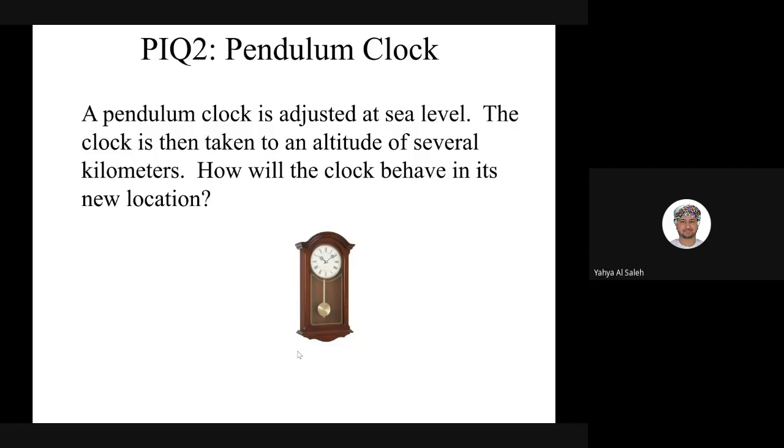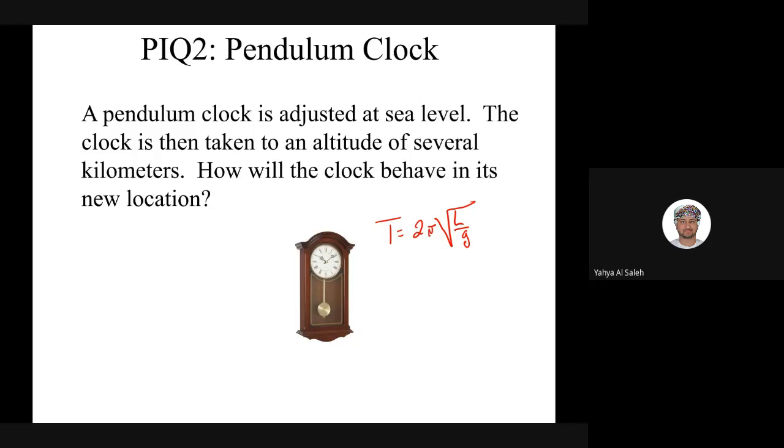A pendulum clock is adjusted at sea level. The clock is then taken to an altitude of several kilometers. How will the clock behave in its new location? Again, T is equal to 2 pi square root L over g. Now, if I go to a higher location, what happens to g? As we know, g depends on your distance from the surface of Earth.